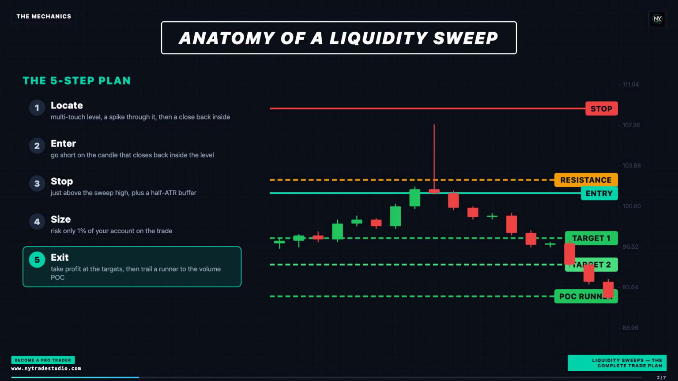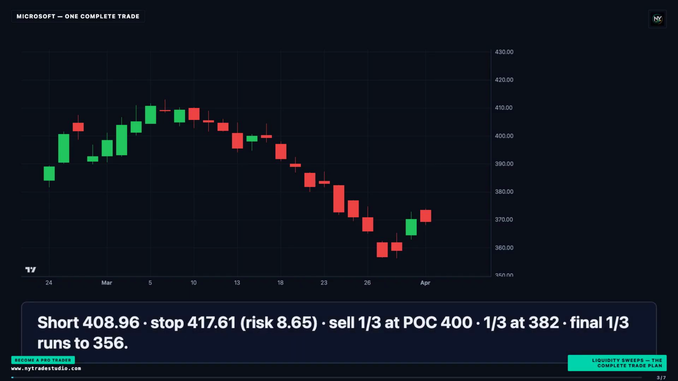Now let us run it step by step on a real Microsoft trade. Alright, let us trade one together, slowly, one step at a time. This is Microsoft in March. Watch how we build the whole trade, piece by piece. First, we find our level. Through late February, Microsoft kept getting pushed back down near 411. So right here, I am drawing a line at that price, 411.61.